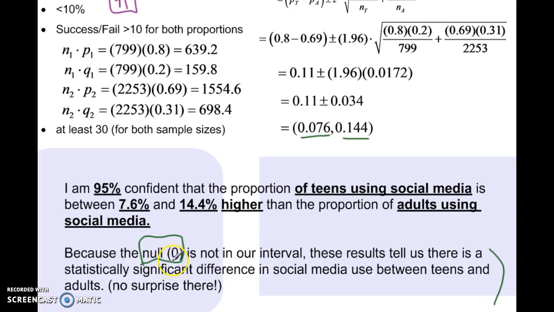But because 0 is not in our interval, 0.076 to 0.144, both of those are bigger than 0 on the number line. If this is 0, 0.076 and 0.144 are above 0. So because our whole interval is above 0 and 0 is not in that interval, we would say these results tell us there's a statistically significant difference in social media use between teens and adults. That's really not that surprising, because you probably knew that teens use social media more than adults.